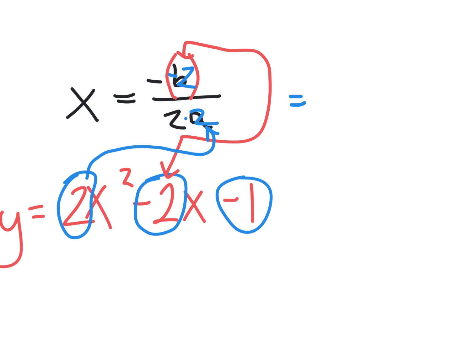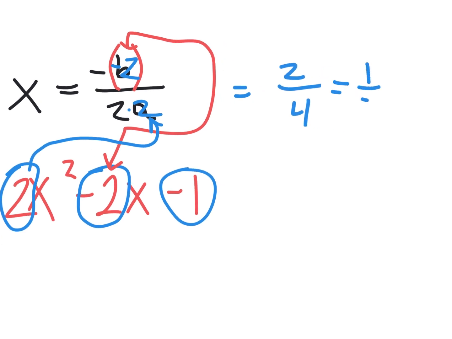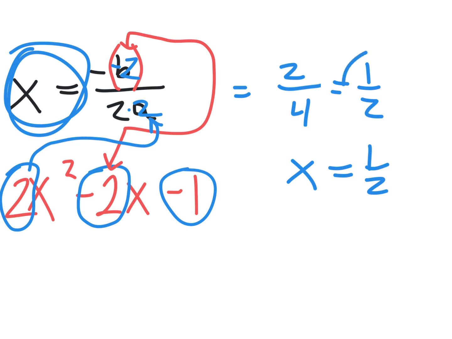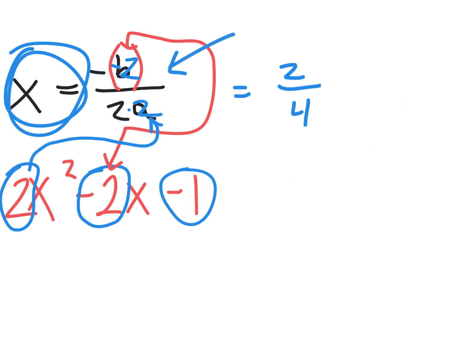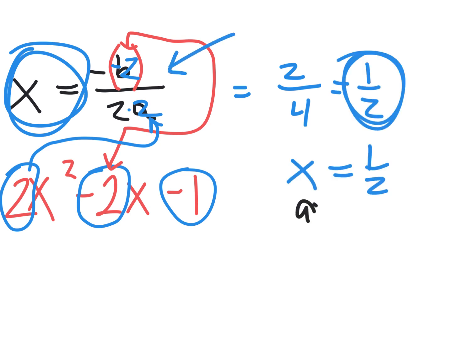Then I get negative negative 2, which is 2, over 2 times 2 is 4. 2/4 is 1/2. X equals 1/2. See? X equals 1/2 from that formula. That's the axis of symmetry.